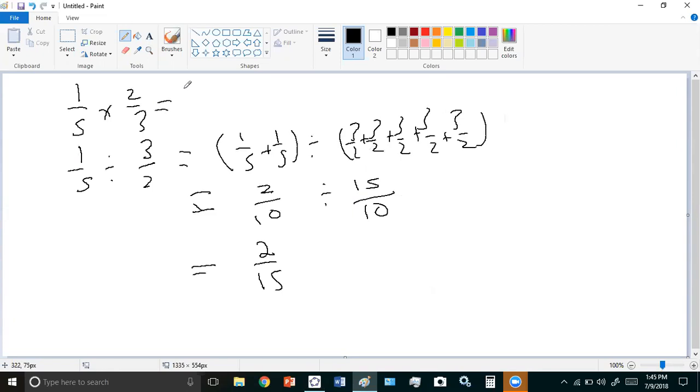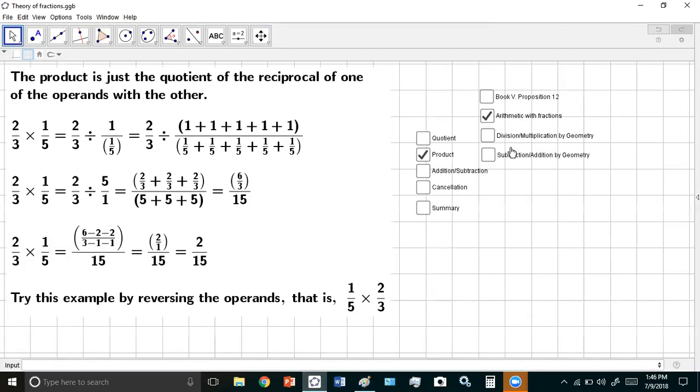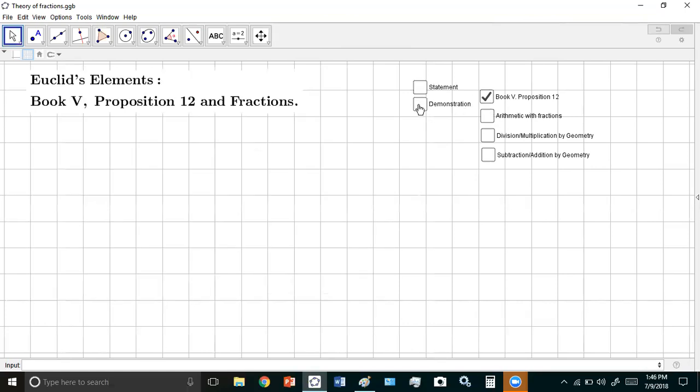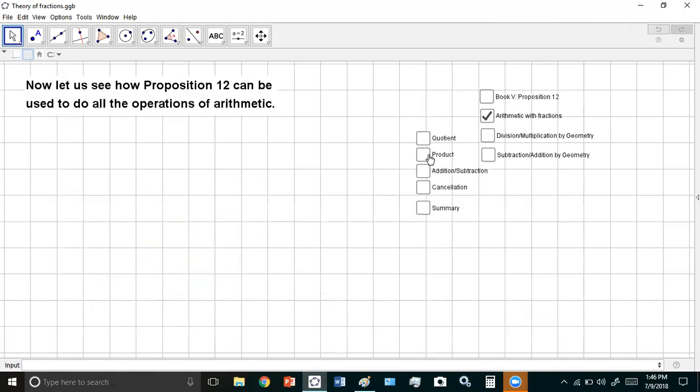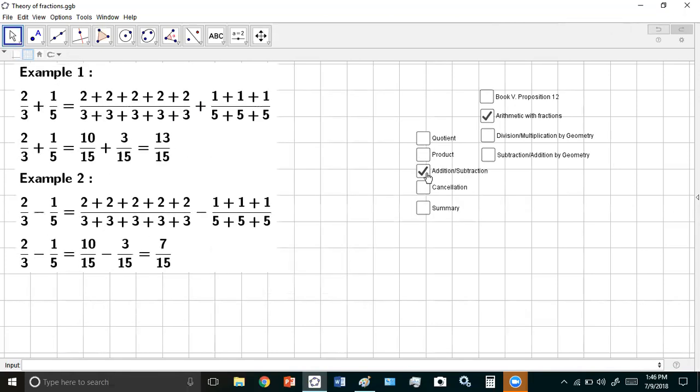It's 2/15. So you've seen how to do this using only the similar triangles, right? As you saw from this particular demonstration, all you do is you use similar triangles, and you can do all of the operations, right? So we've covered the quotient and the product, and addition and subtraction are done the same way, which we've been simply using all along as per the cancellation.